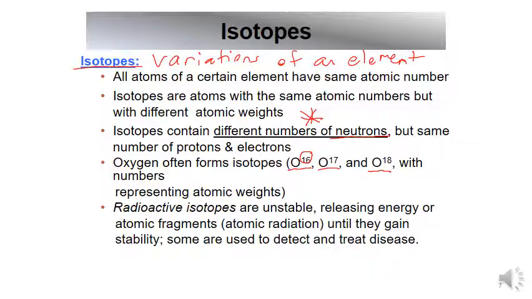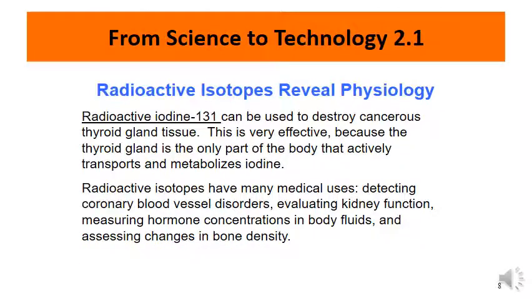Radioactive isotopes are the heavier isotopes with a lot of neutrons, and they give off radioactivity. And then this radioactivity can actually be detected on medical imaging devices, but also used to destroy cancerous tissue.